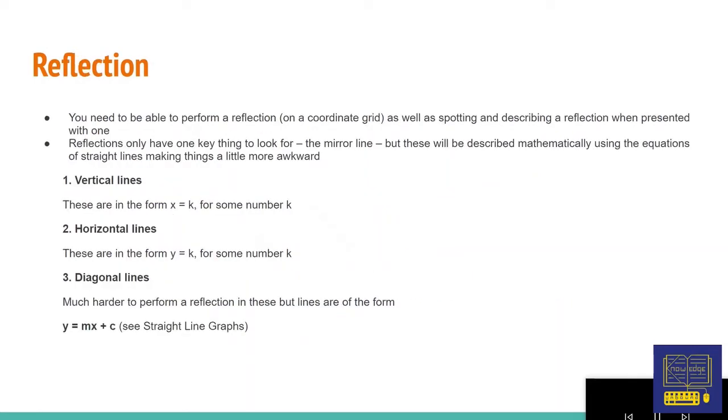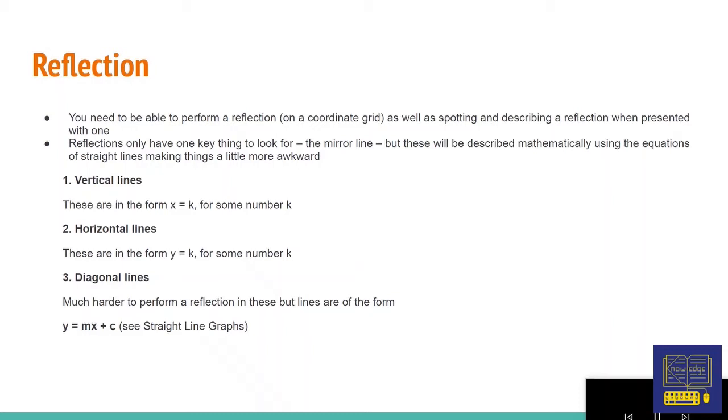Second, reflection. You need to be able to perform a reflection on a coordinate grid, as well as spotting and describing a reflection when presented with one. Reflection only has one key thing to look for: the mirror line. These will be described mathematically using the equation of a straight line, making things a little more awkward.